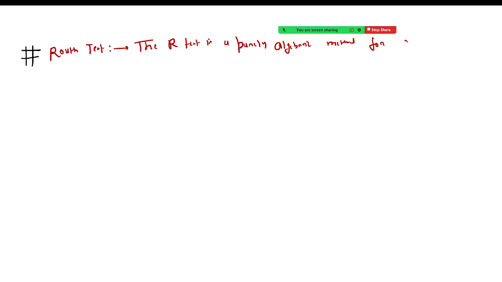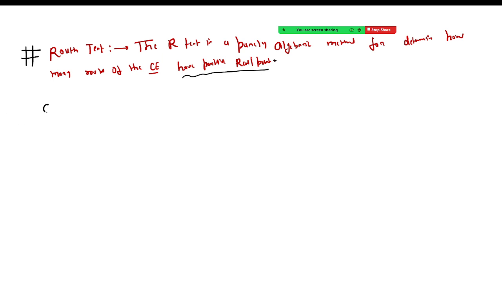for determining how many roots of the characteristic equation have positive real part. Fine. And once we get to know whether the root is positive or negative, or if it is complex, then how many roots are having a positive real part, then we can understand the stability and instability of the system, right?